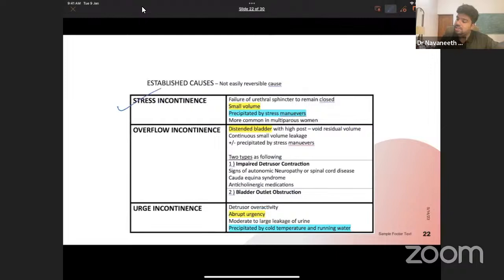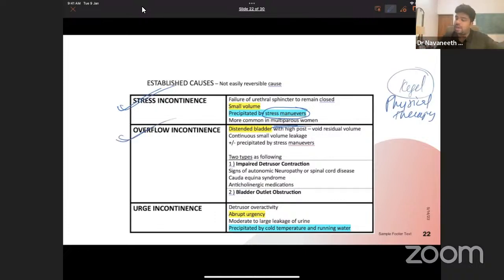Now the causes that are not transient. Stress incontinence is precipitated by stress maneuvers, more common in multiparous women, where the sphincter is not closed. Urethral hypermobility or pelvic floor dysfunction leads to stress incontinence. Physical therapy is the mainstay. The mainstay is Kegel exercises or physical therapy. We're going to strengthen the pelvic floor muscles.